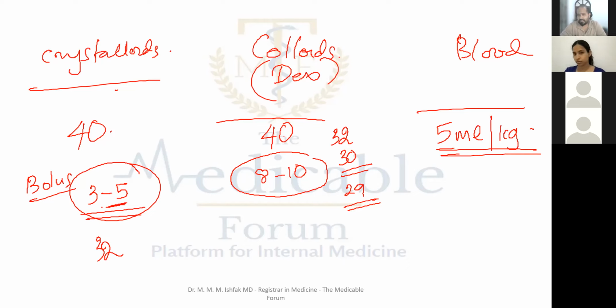5 ml per kg, that is the dose. So let's say the patient is 50 kgs. So 250 ml of blood, that is how you should give.